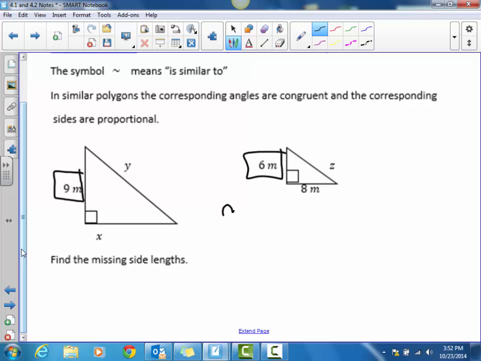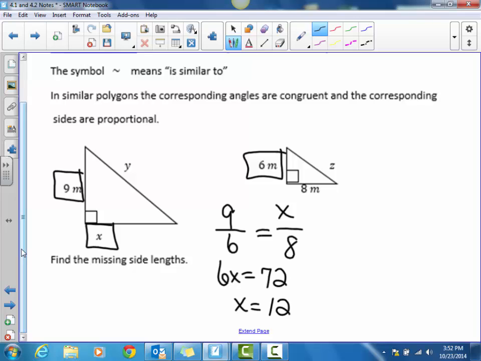9 is proportional to 6. So 9 is to 6 as x is to 8. And again, I can solve that by cross multiplying. 6x equals 72, so x equals 12. So I know that this is 12. How can I solve for y and z? I don't have either measurement.